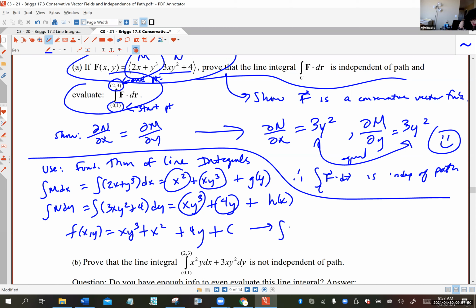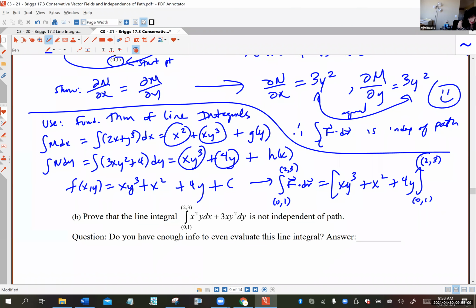And now this line integral that they want us to do, with a beginning point of 0, 1 and an ending point of 2, 3, is going to be the potential function xy cubed plus x squared plus 4y evaluated between the beginning and ending points. That's it. And we plug in the ending point first. Please don't do this wrong. You don't want to do it backwards.